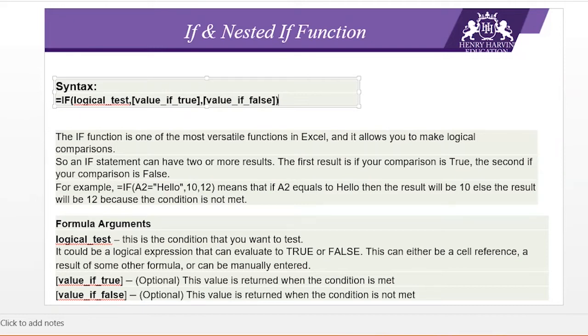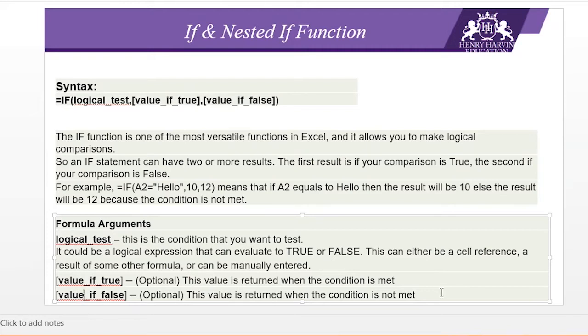So guys, let me walk you through the entire slides about this function. This theoretical part can give you more clarity before we get into the exercise portion. You can read all that, and the logical test that we are checking, if A2 equals hello, if A2 equals xyz, will provide you a boolean value. Boolean means true and false. The value if true and value if false are optional, as we have seen, the values put in square brackets are optional. This value is returned when the condition is met, and this value is returned when the condition is not met.